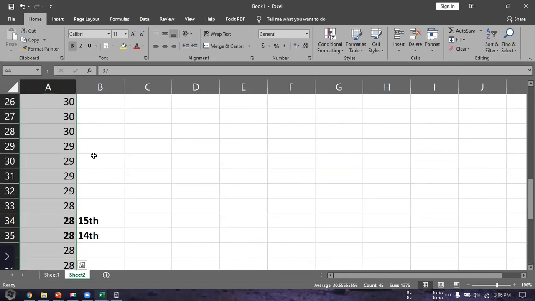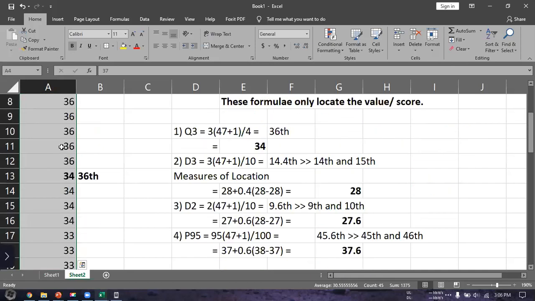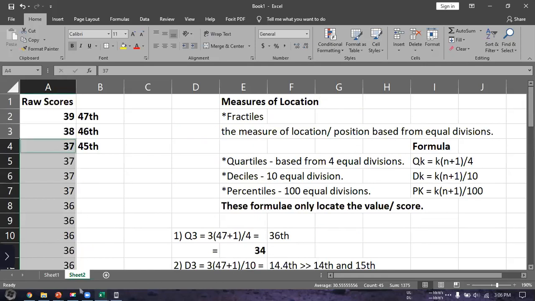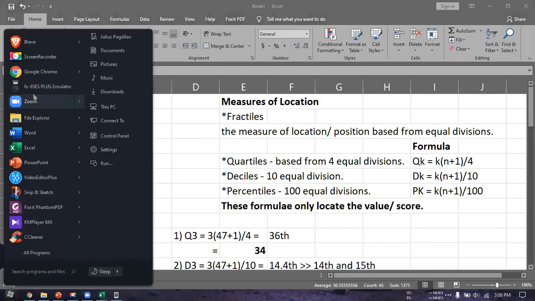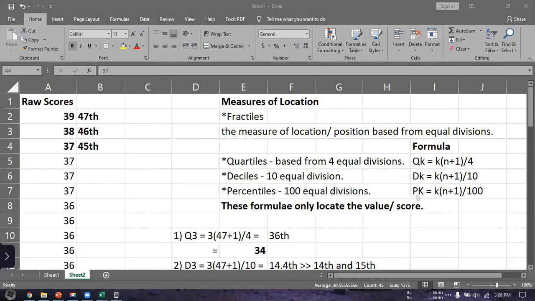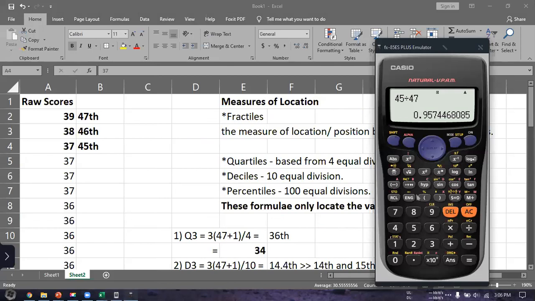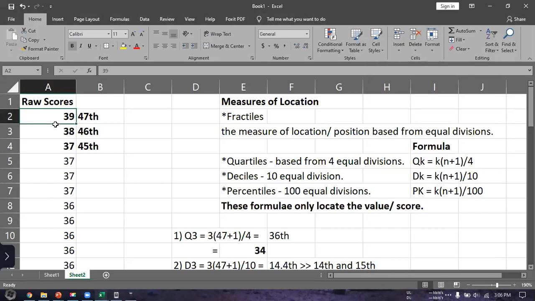Okay, approximately 95%. So to confirm that, where's my calculator? We have 45, no? Over 47. This must be approximately 95, which is true. Okay, which is true. And this is the rest. This is the 5%, upper 5%.